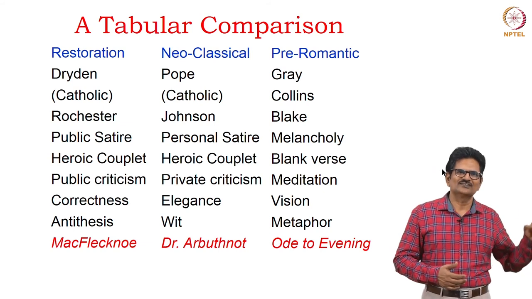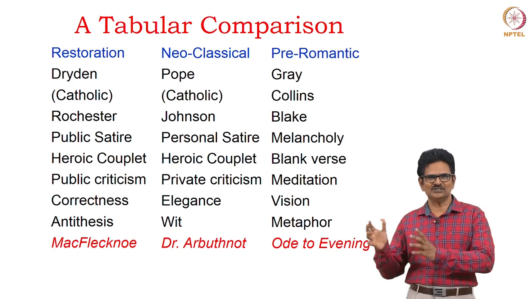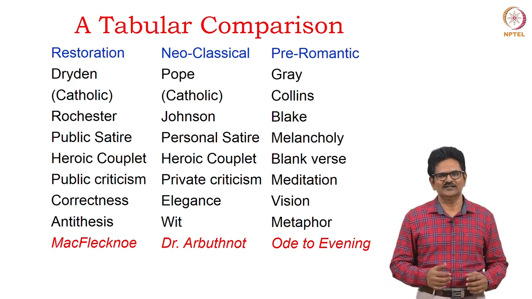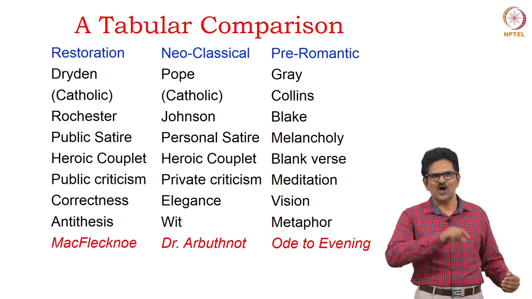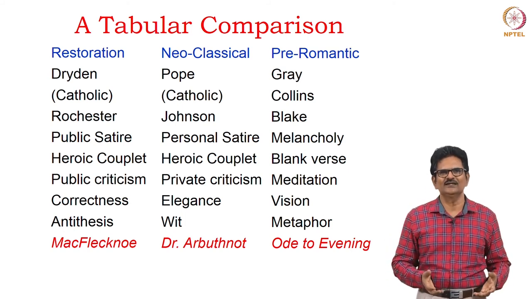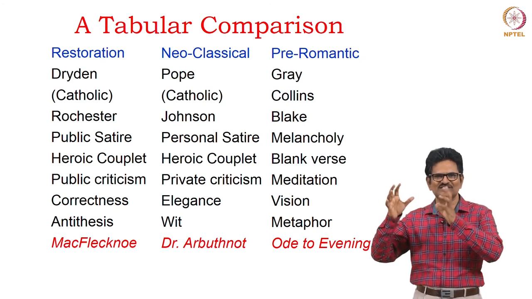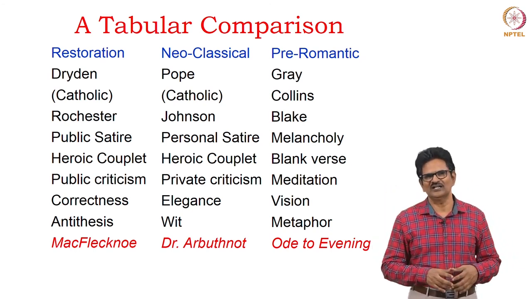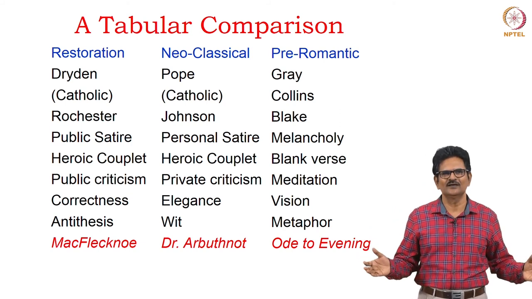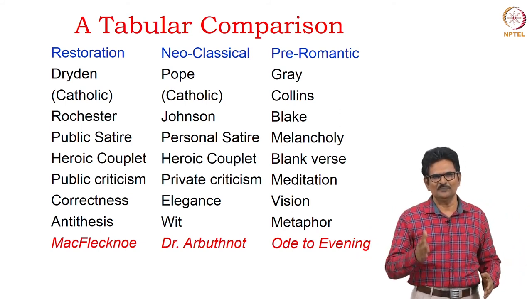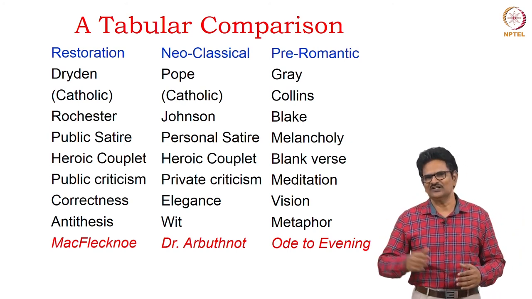Further, we have notion of correctness in restoration and elegance in neoclassical period and vision in pre-romantic period. Further, we notice certain key features like antithesis being dominant in restoration, along with antithesis wit being much more serious in neoclassical period, and finally metaphor or sight related to vision connecting different thoughts in pre-romantic period. Three key texts that we have chosen to represent these three periods: Mac Flecknoe for restoration, Epistle to Dr. Arbuthnot for neoclassical period, and William Collins's Ode to Evening for pre-romantic period.